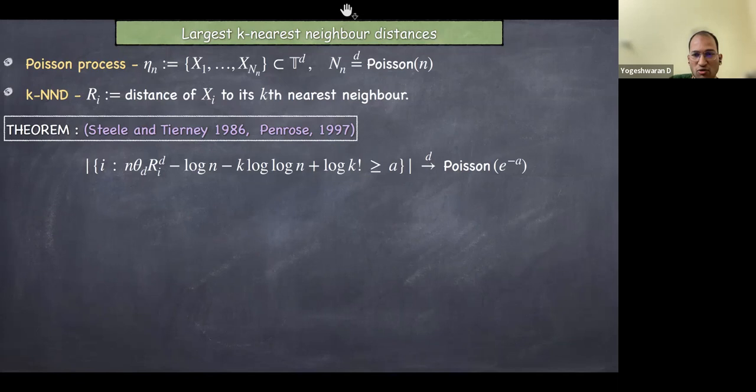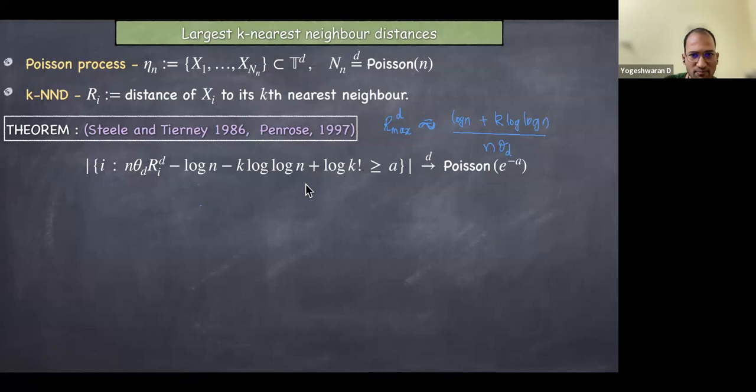So all this is saying is that R max, the largest of these to the power d, behaves like log n plus k log n by n theta_d, that is, theta_d R_max^d. That is what this result is saying. So this is the scaling of the largest nearest neighbor distance. This is good to know.